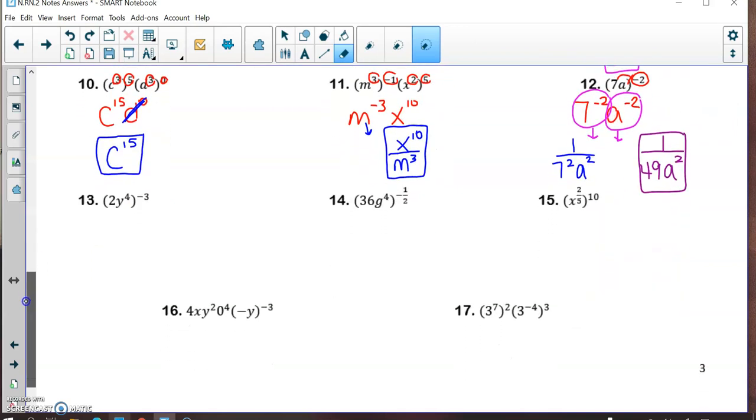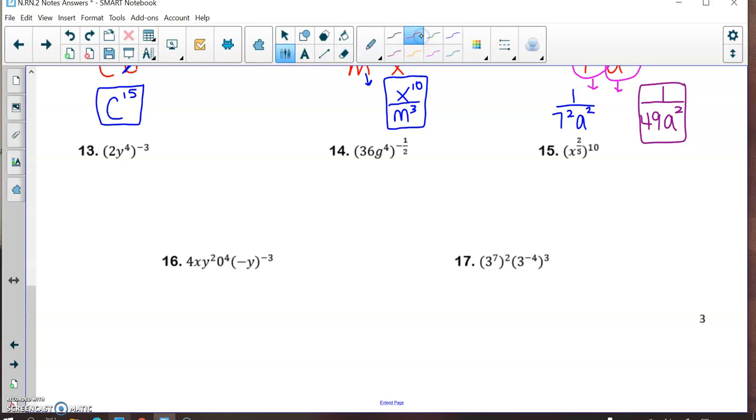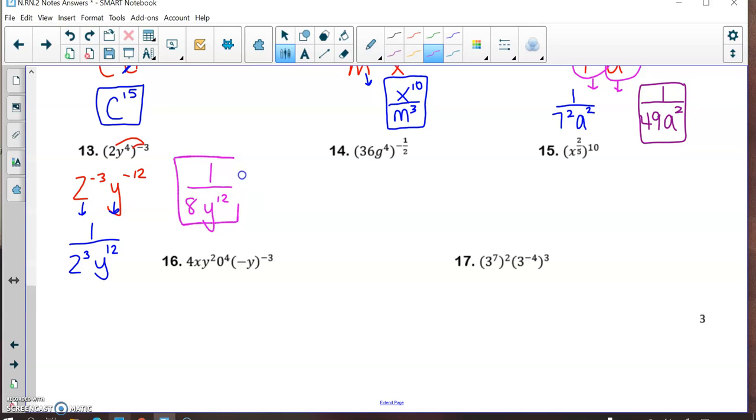All right, so now looking at number 13, I'm going to distribute this exponent of negative 3. So I have a 2 to the negative third, y to the negative 12, because I multiply those exponents. Now I'm going to need to send both of these down into the denominator because they both have a negative exponent. So I wind up with 1 over 2 to the positive third and y to the positive 12. Well, I can do a 2 to the positive third power. I get a 1 over, a 2 to the third power is the same thing as an 8, and then y to the 12. That is fully simplified now.